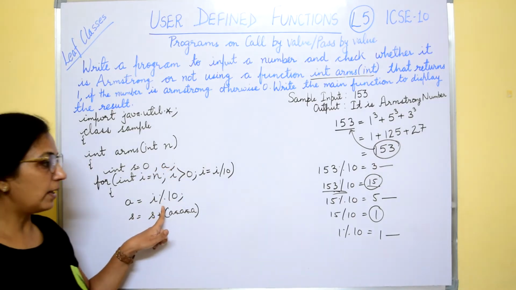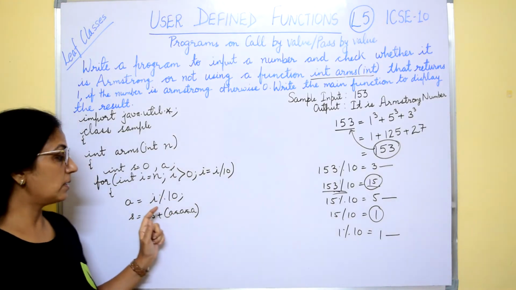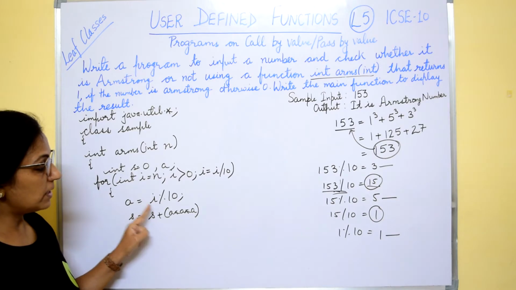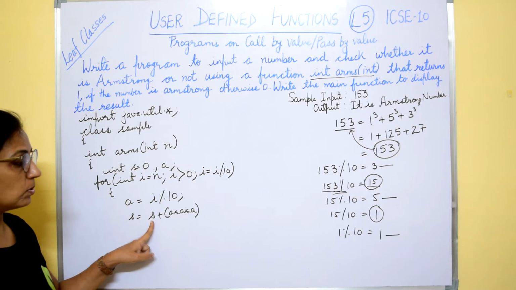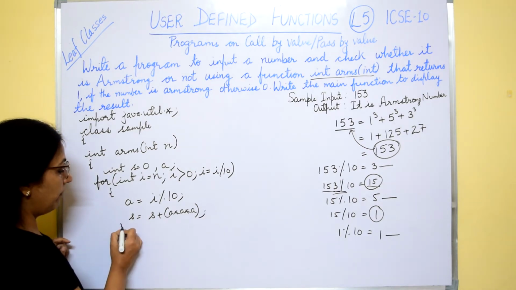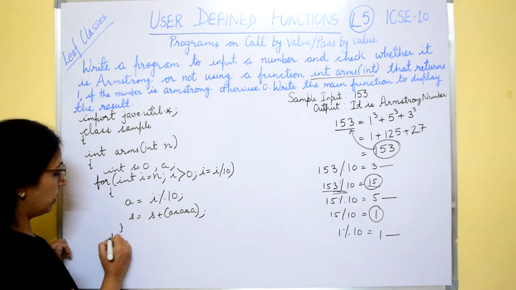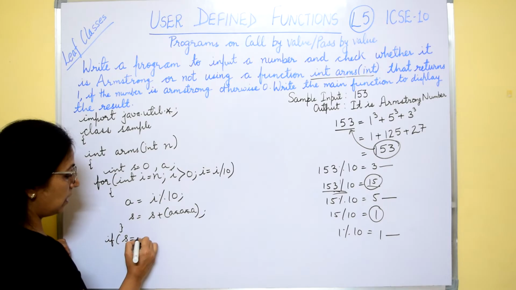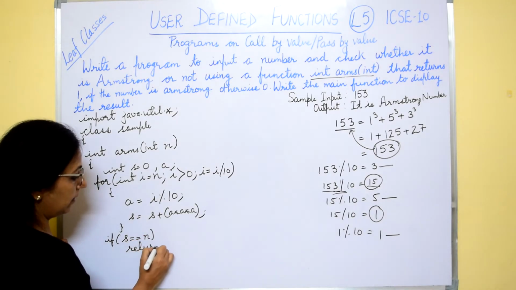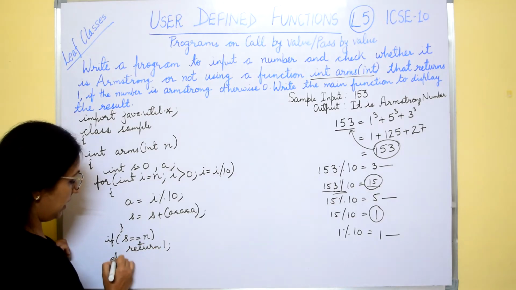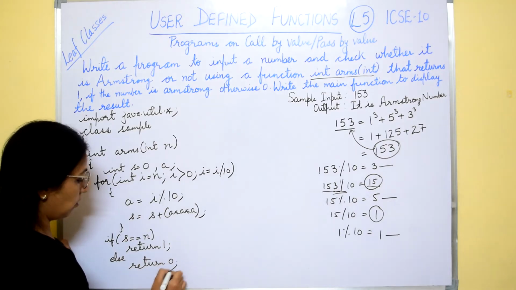Now here what we have done? We have taken the digit. We have extracted the rightmost digit, and whichever digit is extracted, we will find the cube of that and add that to some variable. Now we will be repeating this process again and again, and after this we will check if s is equal to n, you will return 1, else the program will return 0, right?